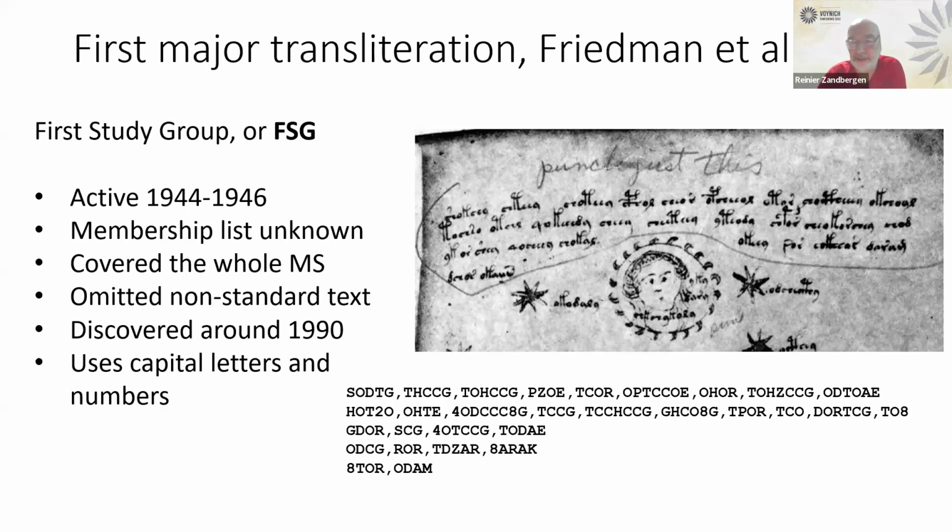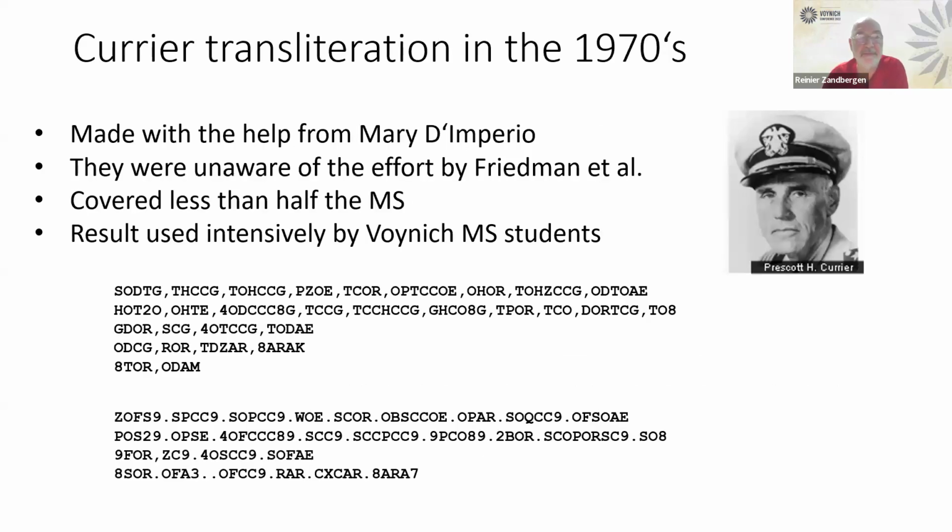So we see in the illustration on the right, this is a copy from Friedman's own copy of the manuscript, where they wrote just this. So only the text in horizontal lines. The individual labels were not recorded. They used capital letters and numbers to represent the text, and we see an example below the figure of what this looked like. This transliteration was discovered only around 1990 in the archives of the Marshall Library in the USA.